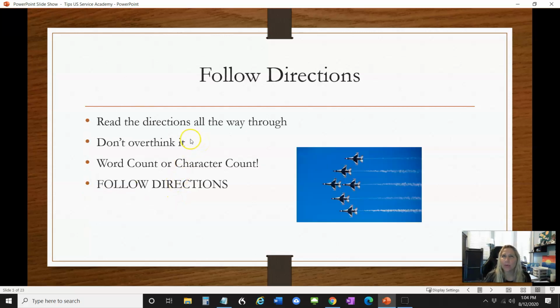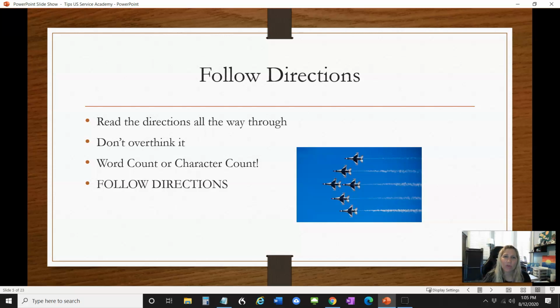Okay, so essays. If you've seen some of my videos, you may have seen this slide, but it's super important. Follow the directions. Read the directions all the way through. Don't overthink it. And word count and character count. You have to follow those. I know in some of the online forms you fill out that it won't let you paste anything extra, or write anything extra if you're copying and pasting, which you should definitely write it in a word processor. Then it won't let you add things.